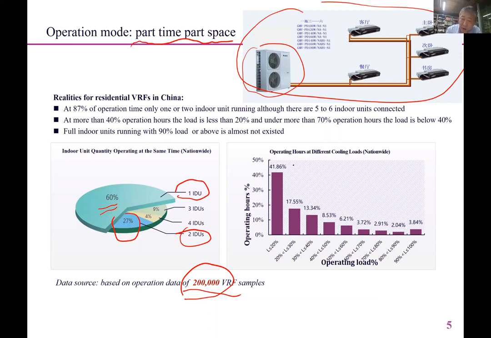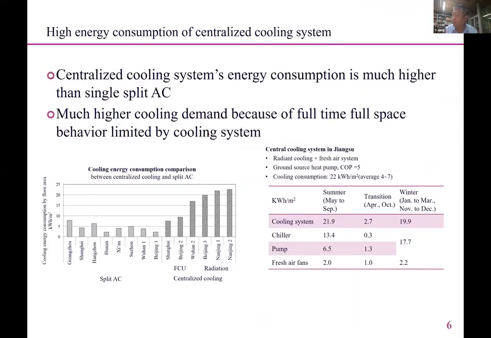If you look at the load, more than 40% of the time the whole system is working under 20% of the load. And more than 70% of the operation time, the total load is less than 40%. It means they are always working at part load. Only very few times can they work at full load. This is really what people are like in residential buildings.